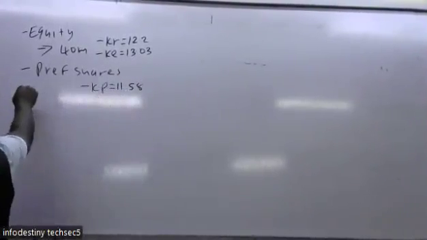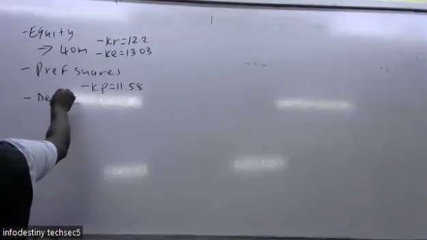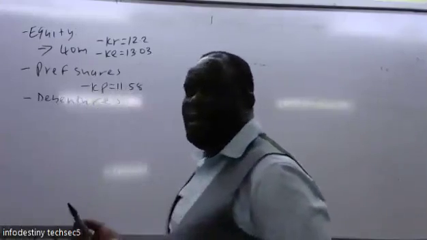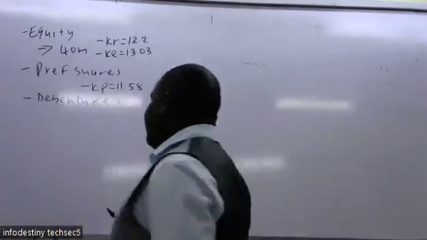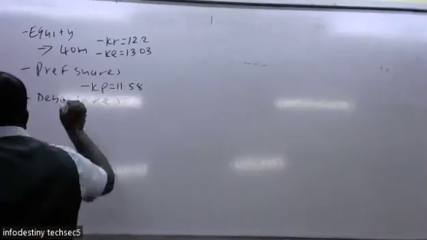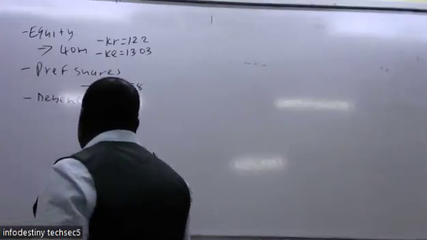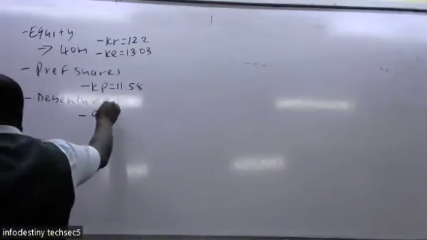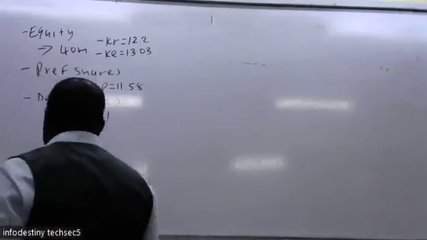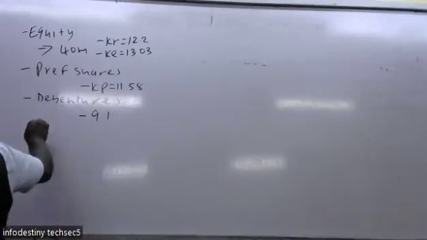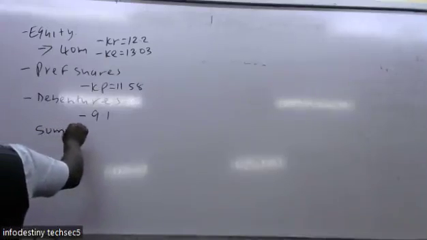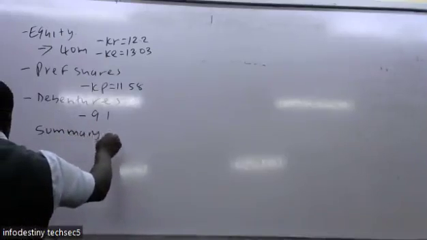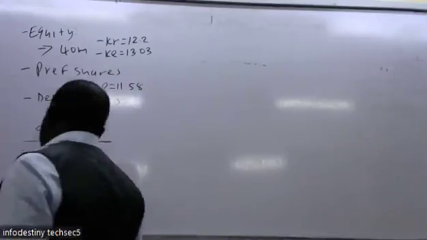Then the other source of finance is the debentures. So even the debentures had no breakpoint, but we calculated KD. Remember our KD? We got 9.1. Then after that, we also need to get the range, a summary for the range.